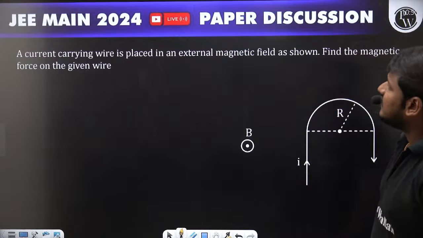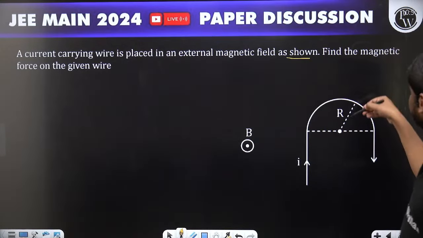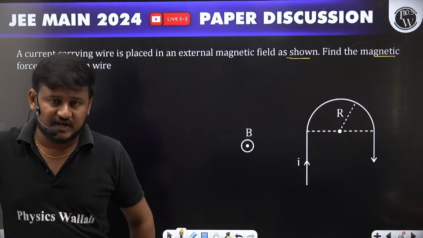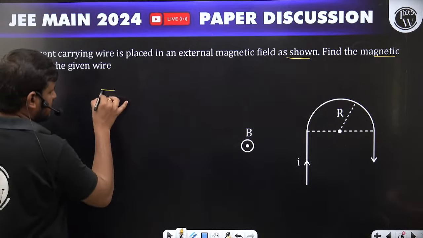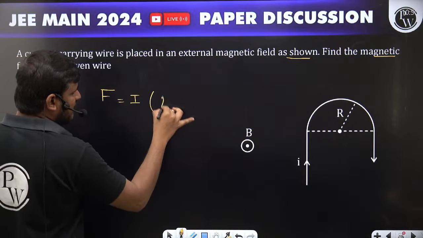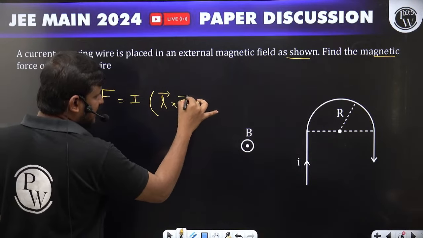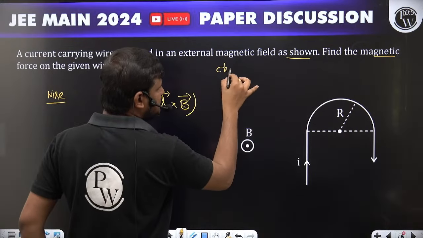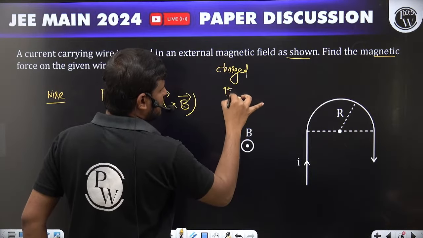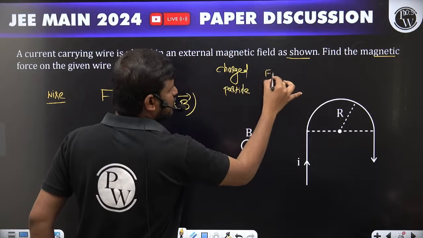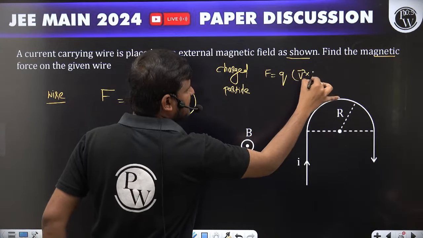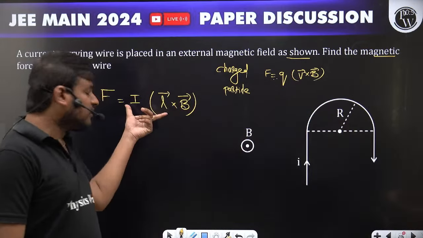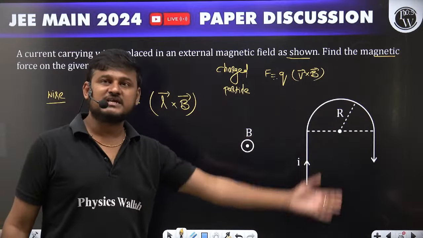So a current carrying wire is placed in an external magnetic field as shown in the figure. Find the magnetic force on the wire. When a wire is placed in a magnetic field, the force acting on it will be equal to I into L cross B. If a charged particle is placed in a magnetic field, then you know the formula that F is equal to Q into V cross B. Understand the difference. This one is when a charged particle is placed in the magnetic field. This formula is when a current carrying wire is placed in the magnetic field.